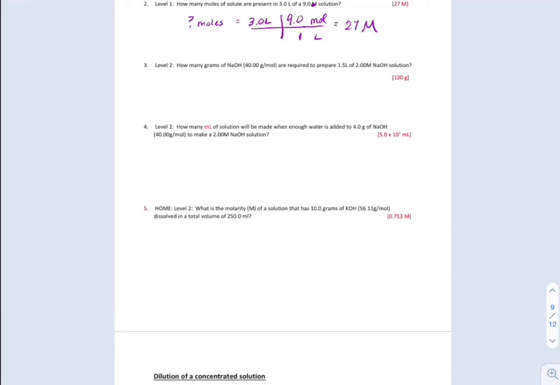Prepare this many liters of that solution. All right, so we're asking for grams this time instead of moles. This is why it's level 2. It has one extra step in it.